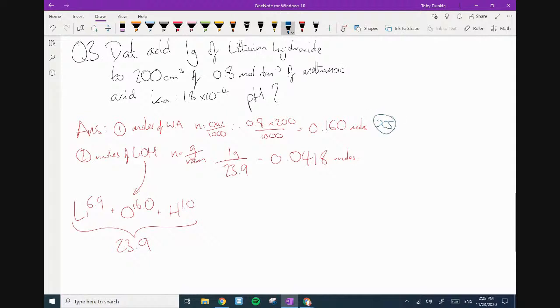This is in excess. So what we now need to do on the next step, number three: 0.160 minus 0.0418 equals 0.1182 moles of weak acid in excess.